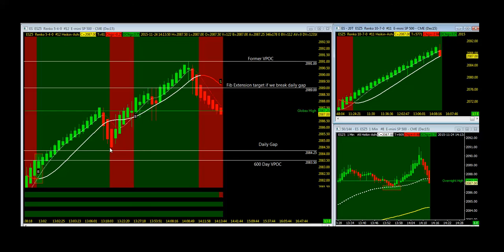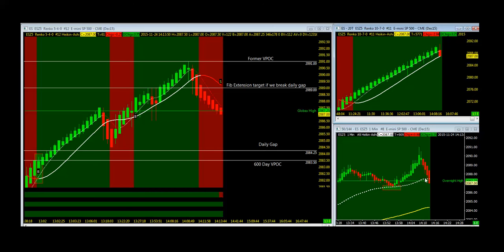Do we have another extension target upside? Yes, we do. Here's the former VPOC. Maybe perhaps we're going to retest it, but what's keeping you in the trade? Market internals there, Jedi traders. You still have support here at the 50. Maybe we break it here, but your 10 tick is still upside.